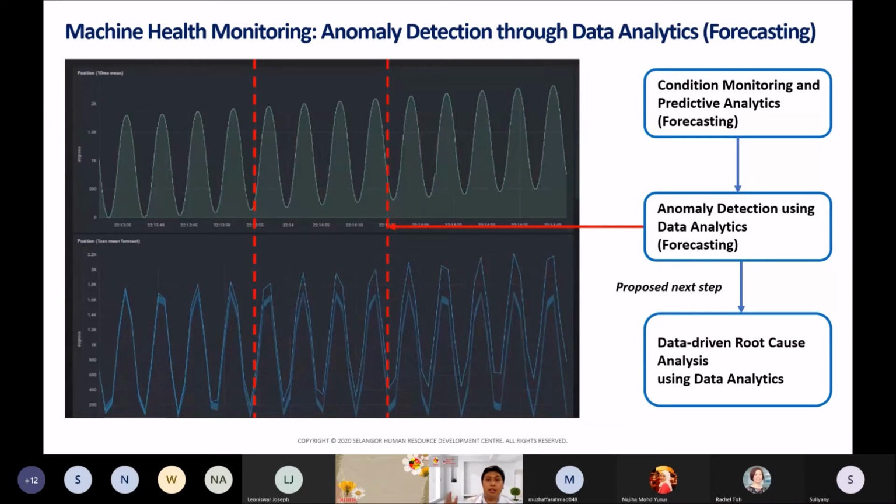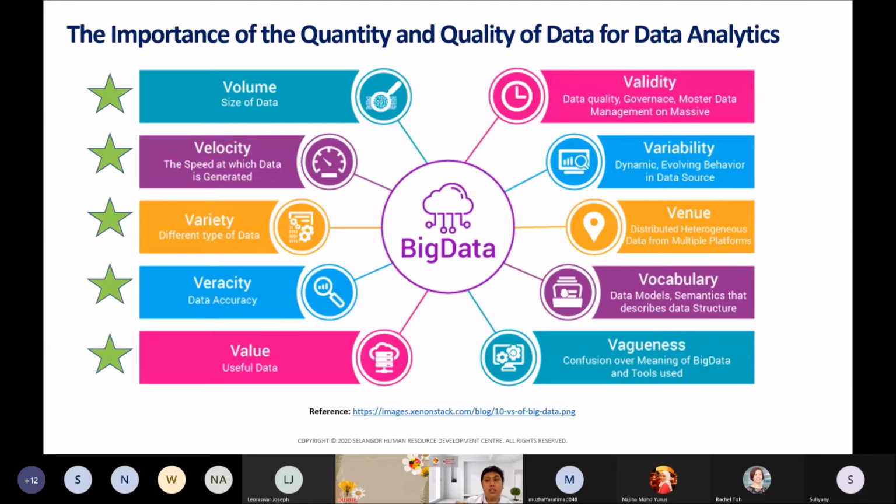But how do you get to this level? You need to have condition monitoring done first. Once you collect enough data, then only you can do your right analytics strategy. Okay, why? Because data over here is very, very important. We talk about the V's of data analytics, right?